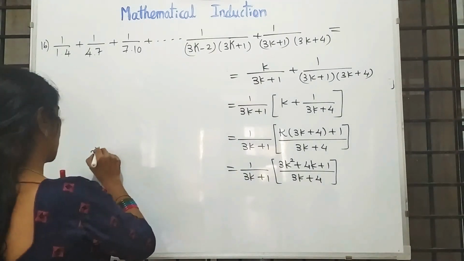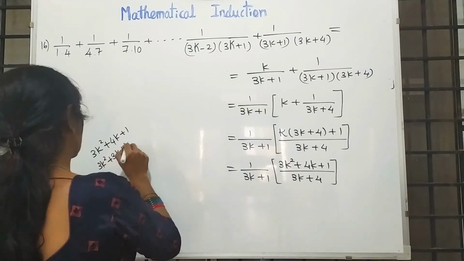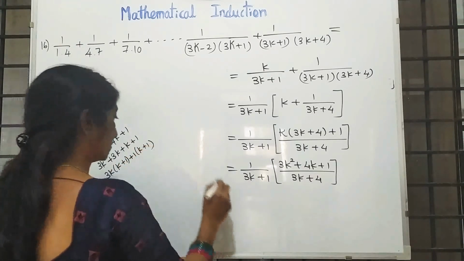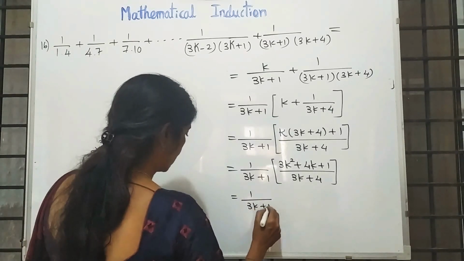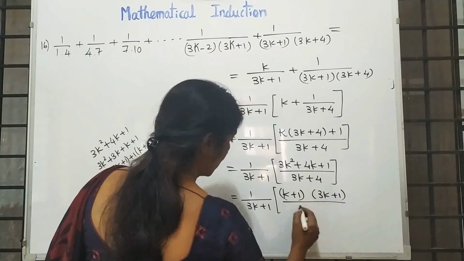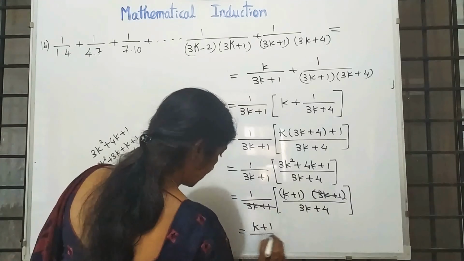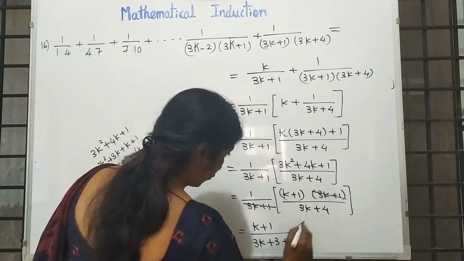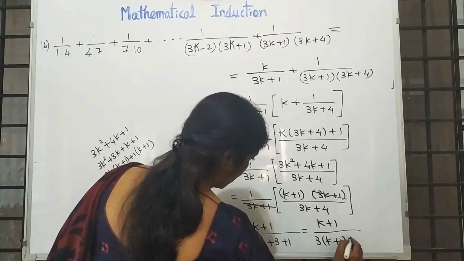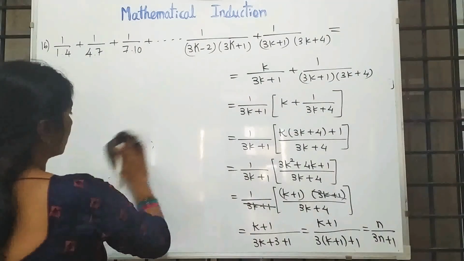Factorization: 3k² + 4k + 1 is (k+1)(3k+1), divided by (3k+4). (3k+1) gets cancelled. Then 3k+4 is written as 3(k+1)+1, where 3 is common: (k+1)/(3(k+1)+1). k+1 is n, so n/(3n+1). That is the required result.